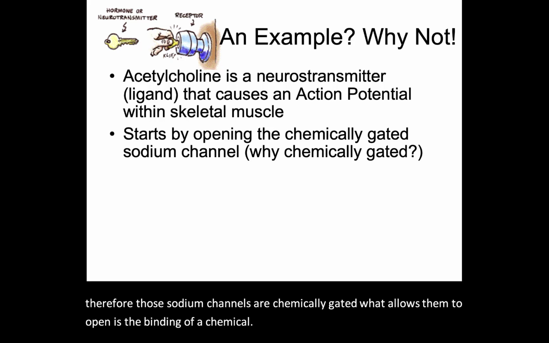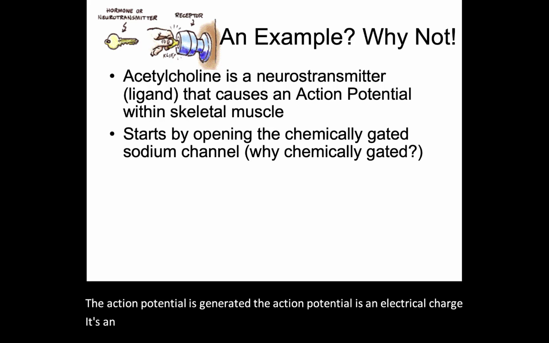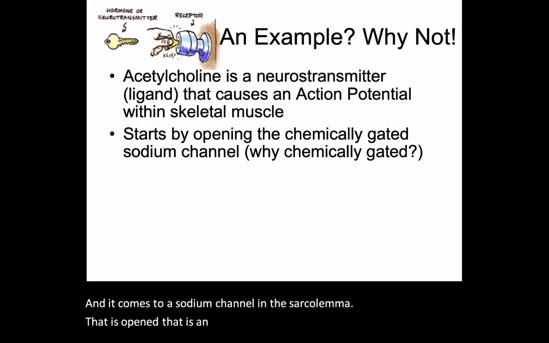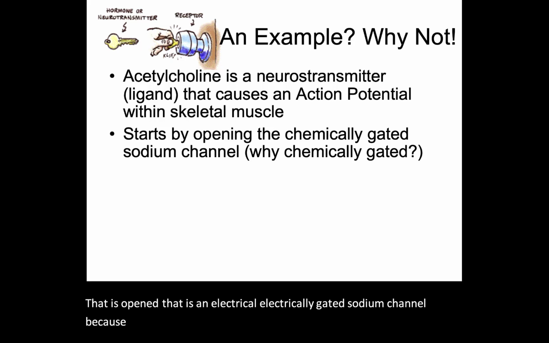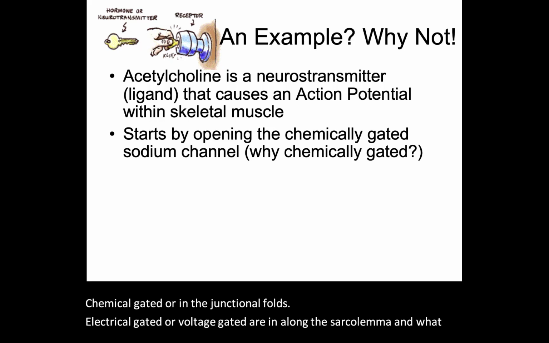The action potential is generated. The action potential is an electrical charge. It's an electrical current that is now traveling down the sarcolemma, and it comes to a sodium channel in the sarcolemma that is opened. That is an electrically gated sodium channel, because what stimulates the opening of that sodium channel is an action potential. So the difference between a chemically gated and a voltage gated sodium channel is, A, location. Chemical gated are in the junctional folds. Electrical gated or voltage gated are along the sarcolemma. And B, what precipitates the opening of the sodium channel.